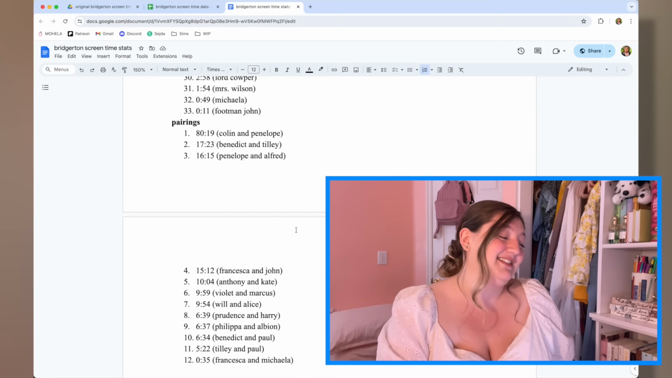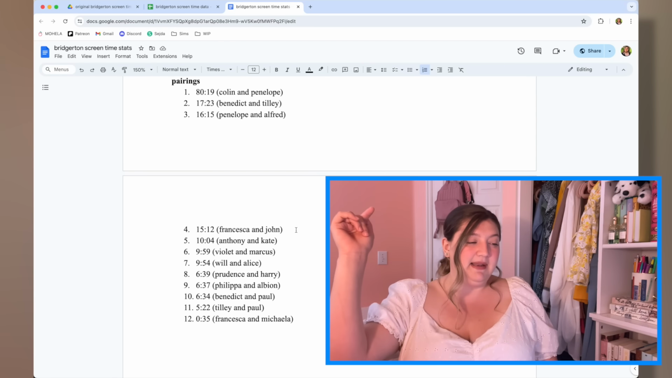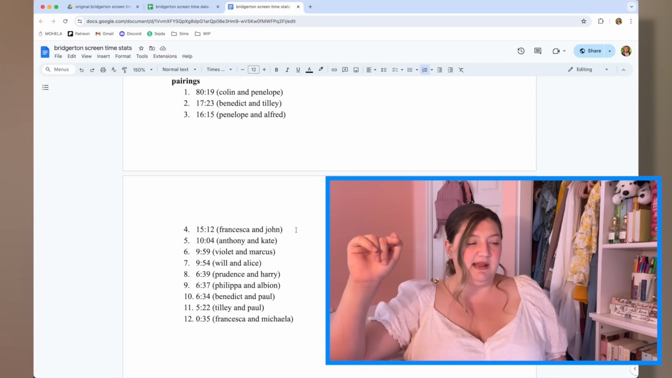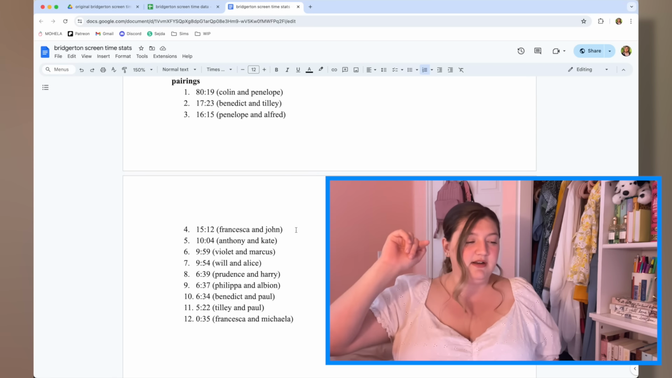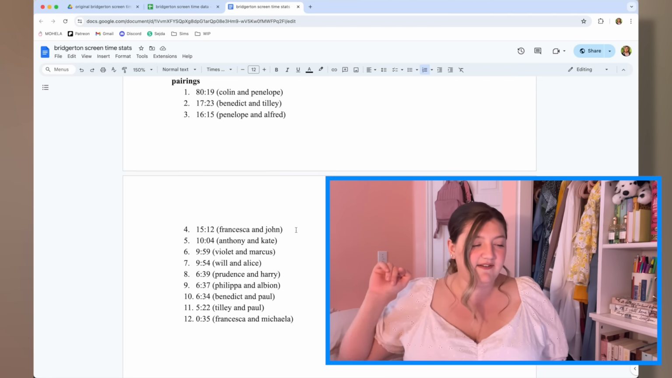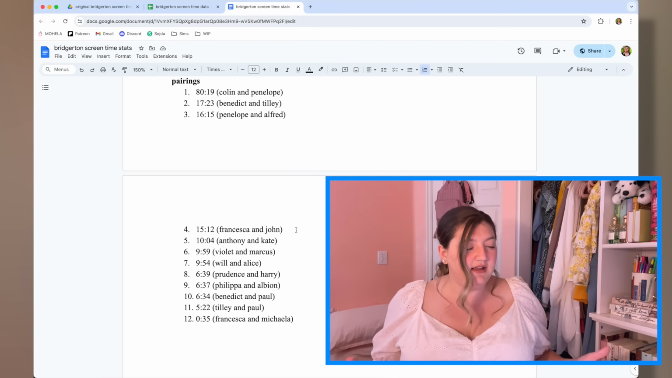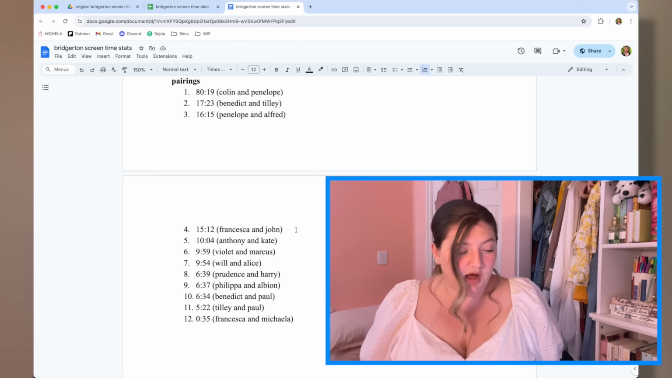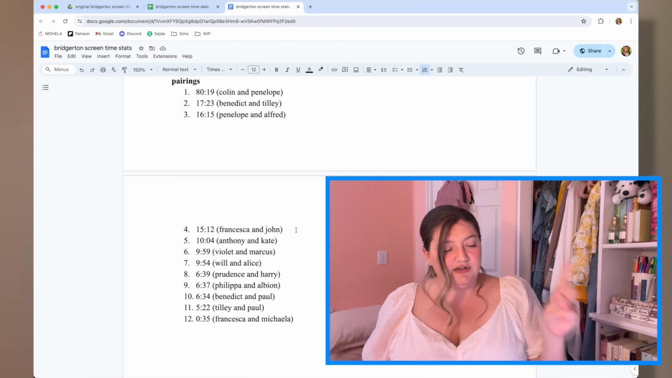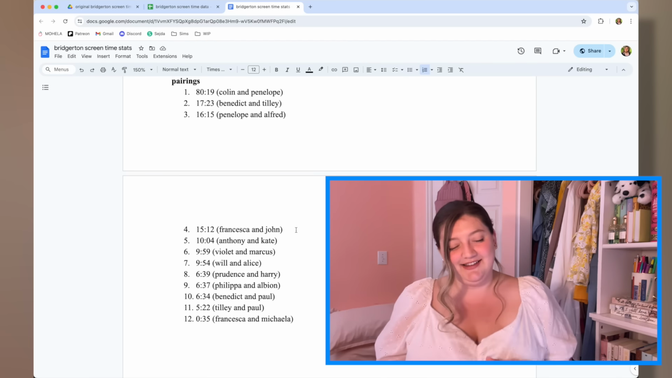Okay, pairings for season 3. Colin and Penelope at 80 minutes, 17 for Benedict and Tilly, Penelope and Alfred, Francesca and John, Anthony and Kate, Violet and Marcus, Will and Alice, Prudence and Harry, Philippa and Albion, Benedict and Paul, Tilly and Paul, Francesca and Michaela at 35 seconds.